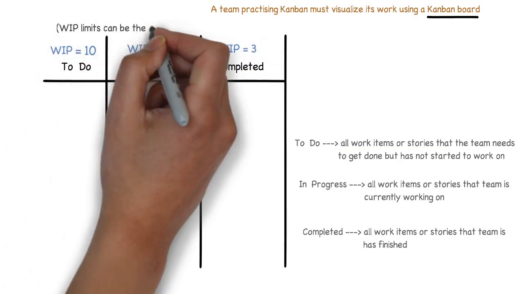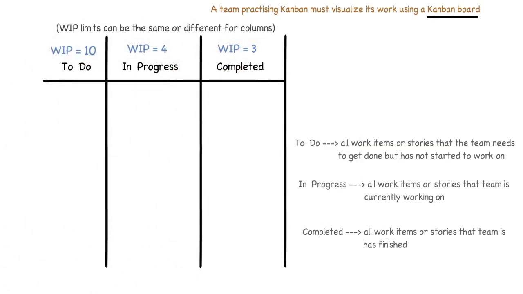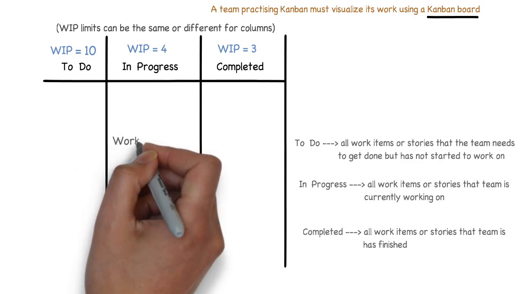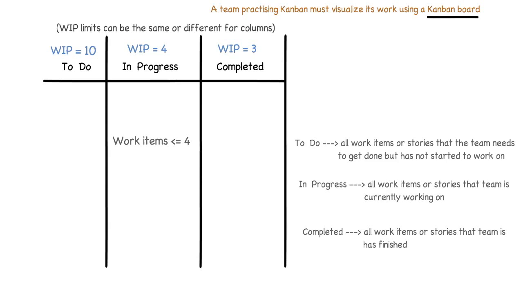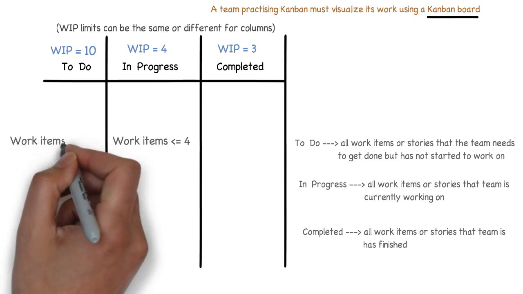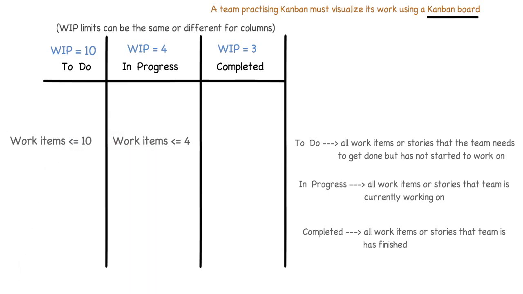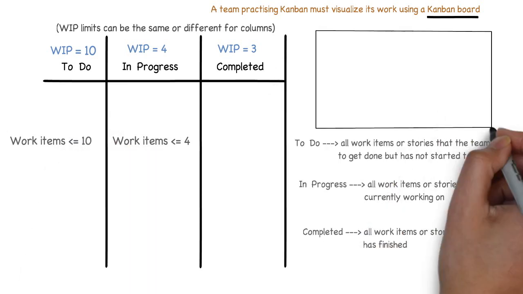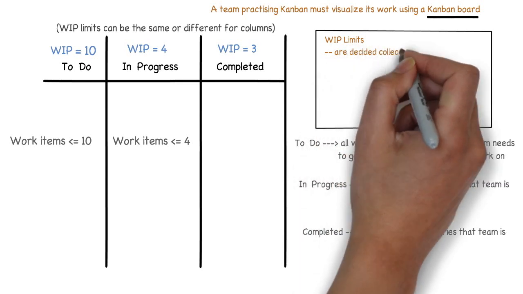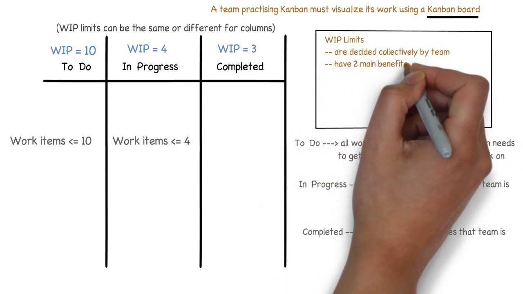The WIP limit for each column essentially means that at any given time there should not be more work items in that column than the chosen WIP limit for that column. So the in progress column with a WIP limit of 4 should not have more than 4 work items or user stories in it. And the to-do column should not have more than 10 work items or user stories in it, and so on and so forth. The WIP limit for each column is collectively decided by the team.